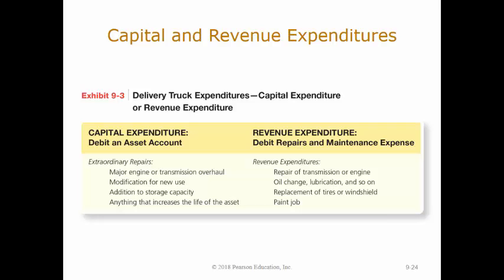This error has the following effects: overstates repairs and maintenance expense, understates net income, understates stockholders' equity, and understates the truck account or asset on the balance sheet. Incorrectly capitalizing an expense creates the opposite error.